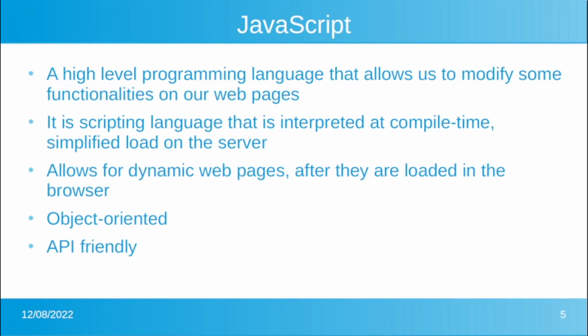JavaScript is a high-level programming language that was created in the 90s and allows us to modify the functionalities on our web pages. It is a scripting language that is interpreted at run time, which simplifies the load on the server that we use. It allows for dynamic web pages that are changed after they are loaded in the browser. It's object-oriented, which is convenient for us, as most of us know Java as our object-oriented language. It's very API-friendly, which is also good, as it allows us to use an API to facilitate our job searches. In our case, we also use JavaScript to implement things such as drop-down menus and fillable forms.